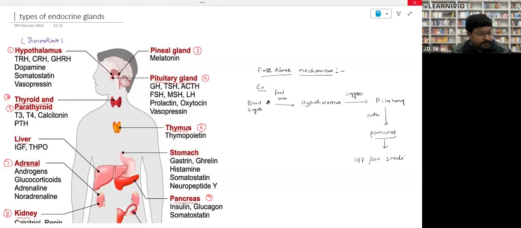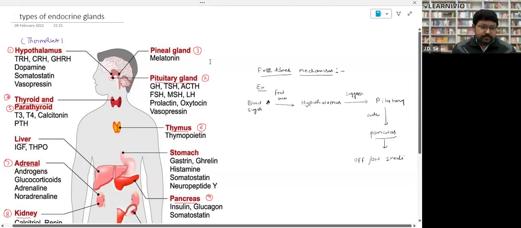One more thing, please write down. They may be amino acid derivatives, peptides, polysaccharide, sorry, polypeptides, or steroids. So these are the chemical nature of the hormone.